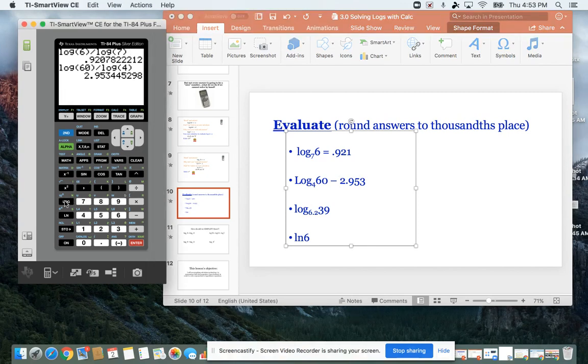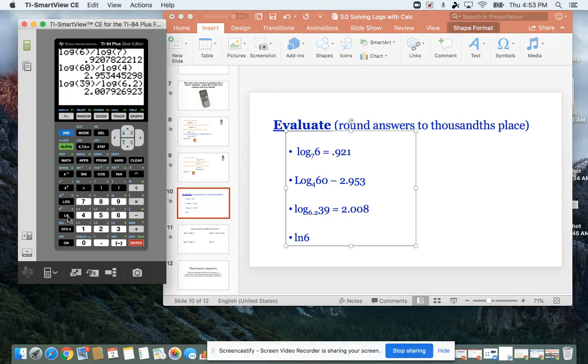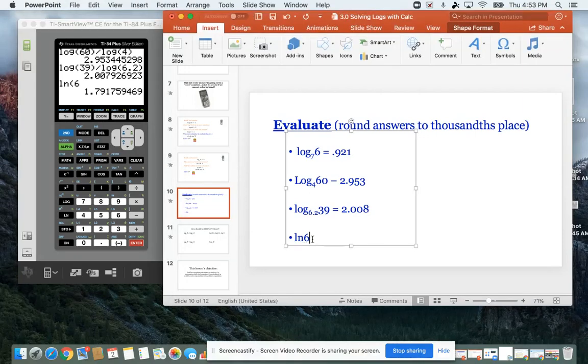For the third one, log of 39 divided by log of 6.2. We should have gotten, whoa, look at that, 2.008. And then for the final one, ln of 6, I should have gotten 1.792.